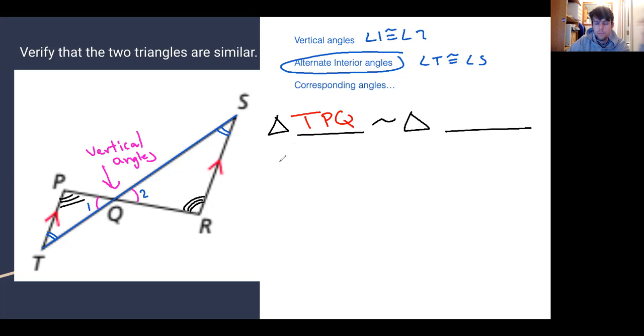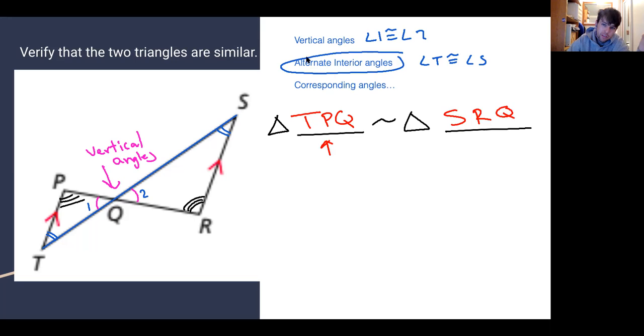TPQ. Now that I've decided to name this one TPQ, I need to make sure that the next one is named in a corresponding manner. So angle T corresponds with S, so I need to start with S. P corresponds with R, so R goes next. And Q corresponds with Q. So again, however we name this first one, we need to make sure the next one is named in a corresponding manner. All right, cool.